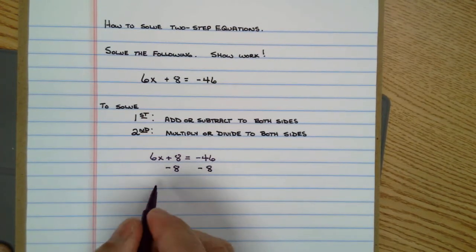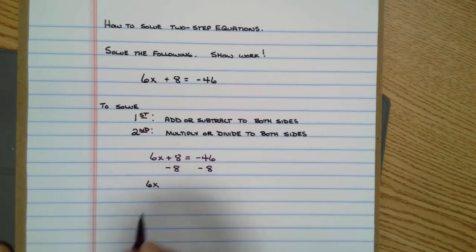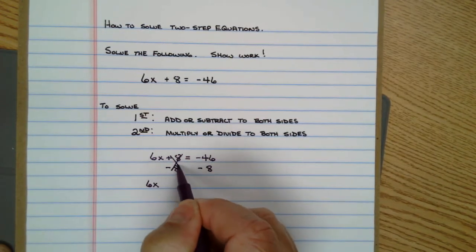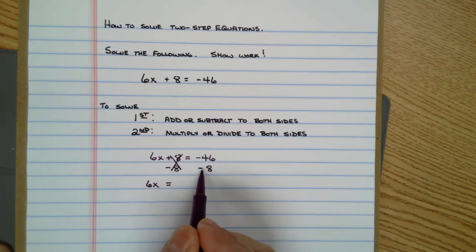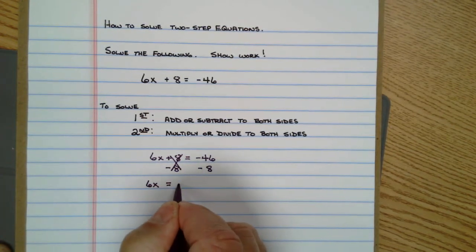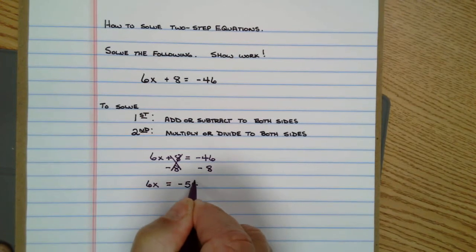This is not being affected. I bring this 6x down. I cancel this out. Bring down my equal sign. Negative 46 and negative 8, the signs are the same. If the signs are the same, I add them together and keep the sign. Negative 54.